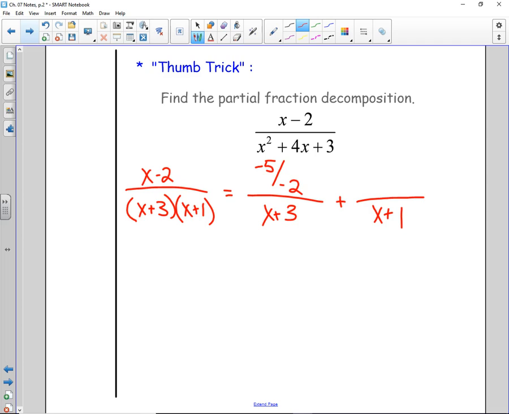Use the exact same method, but this time you're covering the x plus 1. It has a 0 on, and you plug in.